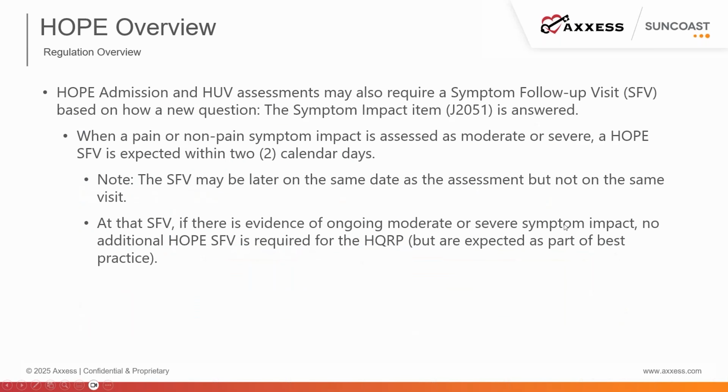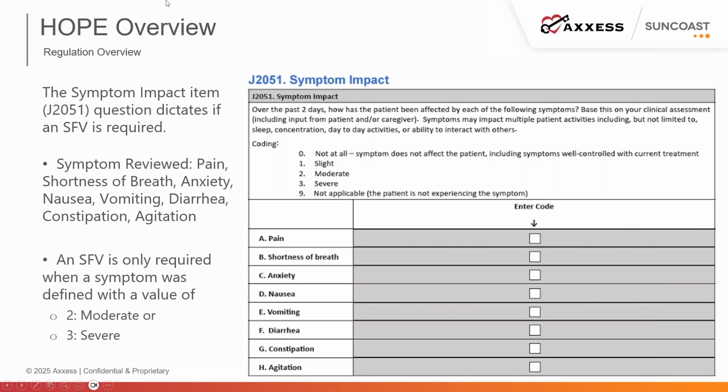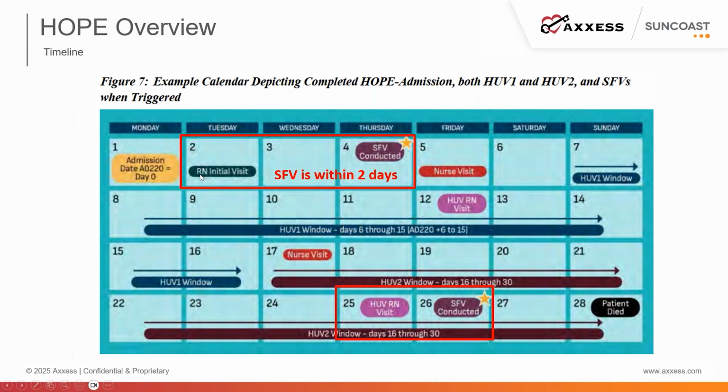We have updated Suncoast to give more visibility into that symptom impact and if that is due in 2 days. And we've also added additional guidances as you work through those new time points of the HUV as to what data elements are required. As a quick overview, here's our calendar.